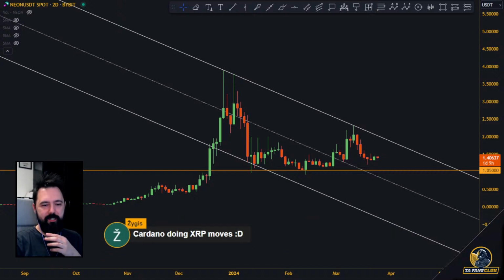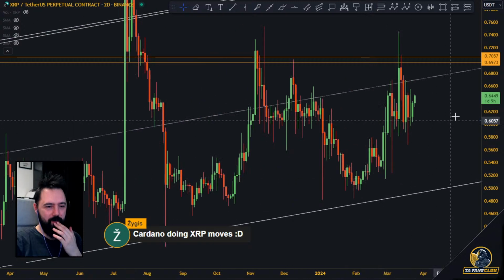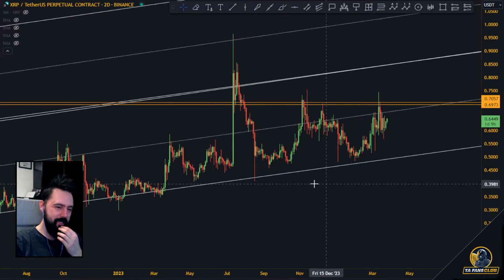Jig is Cardano doing XRP. That is funny, man. That is funny. What is Cardano doing? 1.83% right now. Yeah, it's just slowly kind of zigzagging.